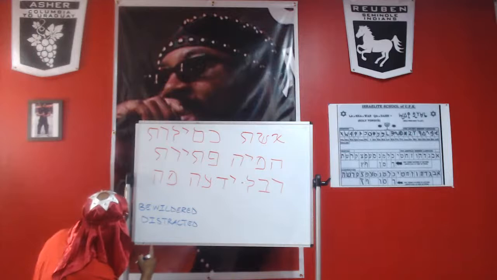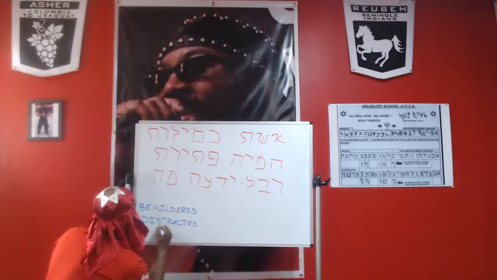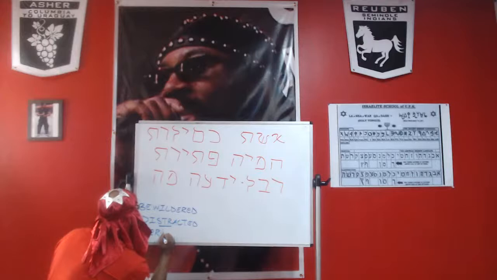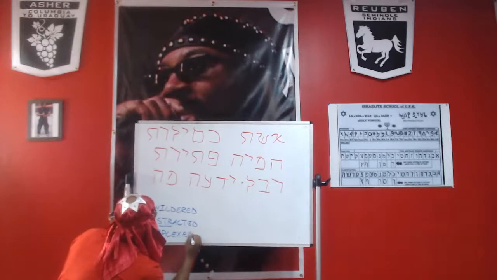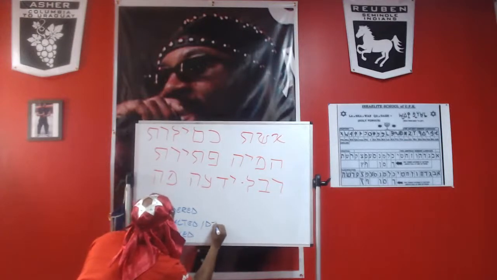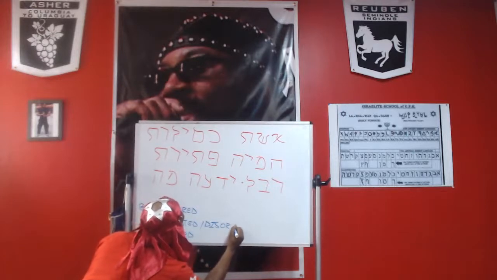Disoriented. Okay. Perplexed. Distracted. Okay. Very good. I'll take perplexed. You said disoriented. All right. Go ahead, Drew.